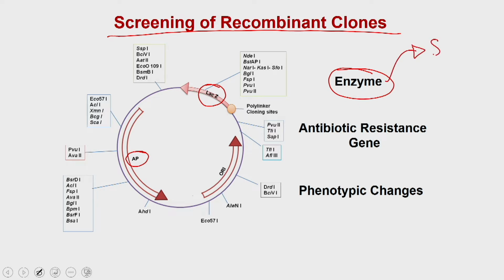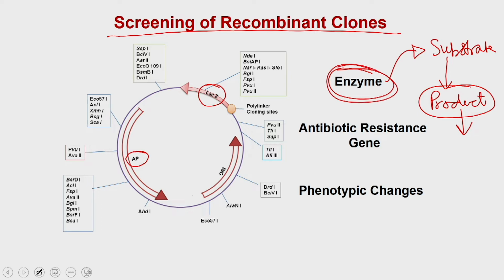Either you can use a substrate, and this substrate may get converted into a product by this particular enzyme, and this product may be of a unique color, or it may give you some indication that the enzyme is active. In some cases you may do exactly the reverse, where you make this enzyme inactive. In those cases the exact reverse is going to happen, so the recombinant DNA is not going to show you this activity.